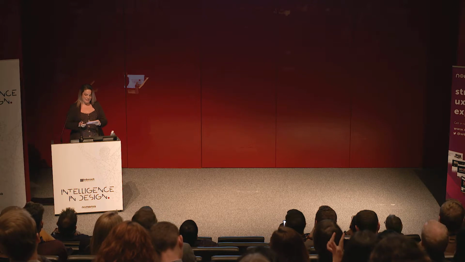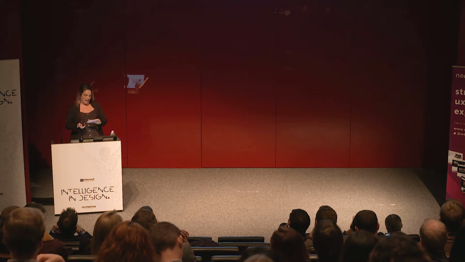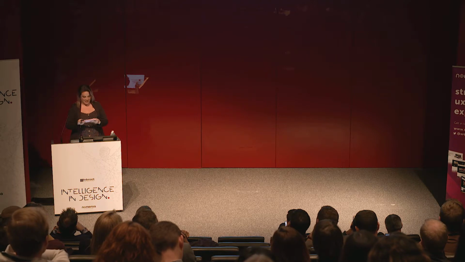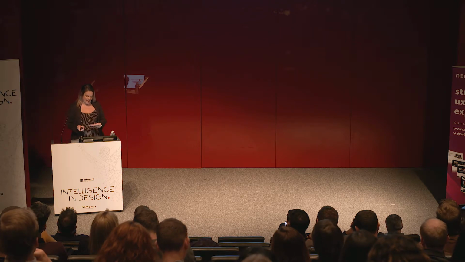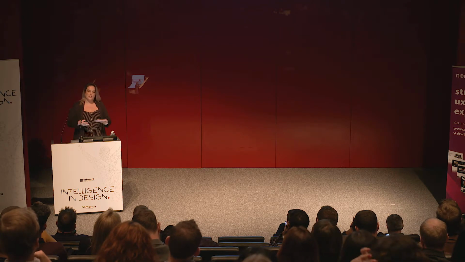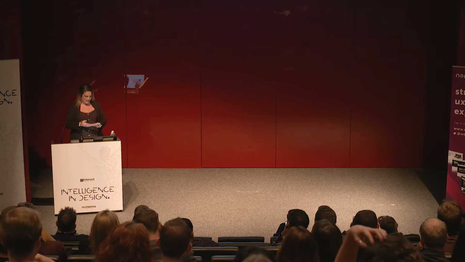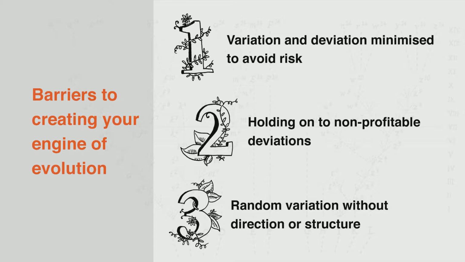variation and deviation from the norm then need to be embraced by business at every level. But we know that there are often barriers to creating this engine of evolution at the heart of what we're doing. I'm going to talk a bit about these barriers and how we overcome them with this engine of evolution, UX, and design thinking. So here are some of them that I've observed, in clients' products, my own products, across the board. 1, variation and deviation is minimized to avoid risk. 2, holding on to non-profitable deviations for too long. And 3, random variation without direction and without structure.